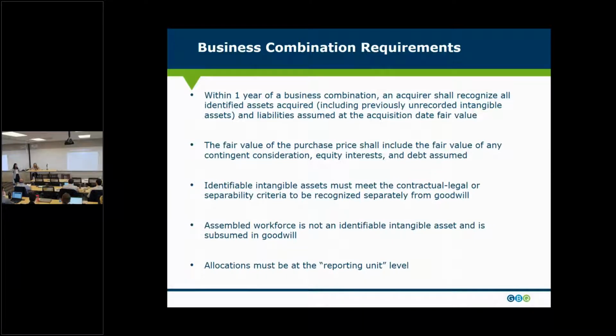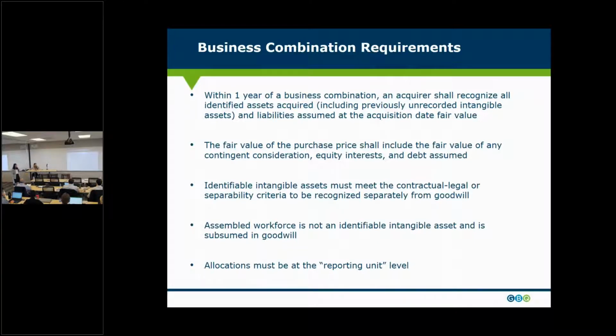Obviously, when you acquire a company, there's a benefit to having a workforce in place. Like if somebody were acquiring GBQ, there's a value of having our workforce in place where it trains. So it is an asset, but FASB says it's not an identifiable intangible asset.